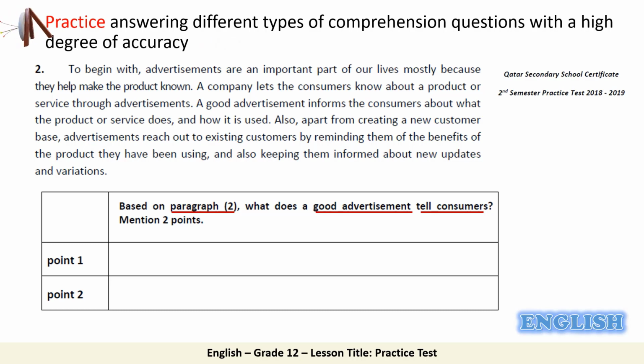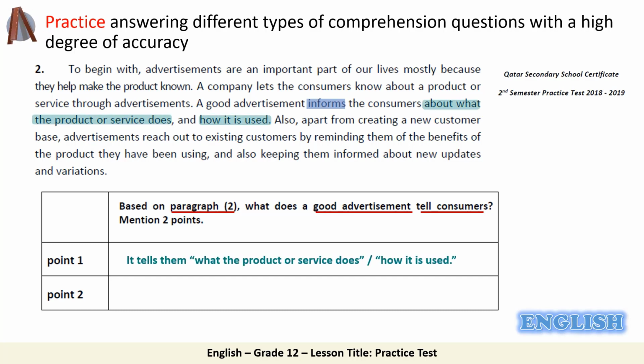Well done. Let's see the answers. First, you notice that the verb tell is used in the question instead of the verb for, which is used in the paragraph. So we can understand here that the answers are going to fall after this verb. So the first point is that a good advertisement tells the consumers what the product or service does and how it is used.